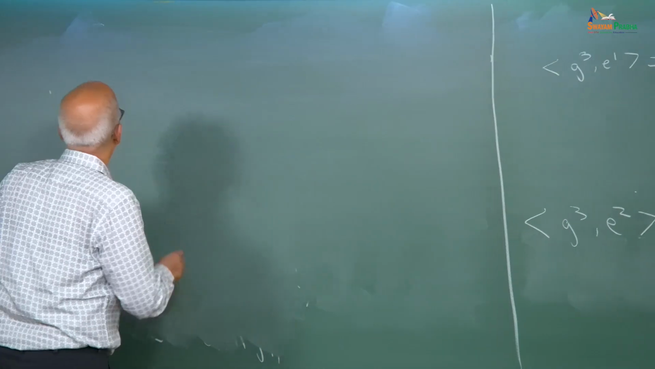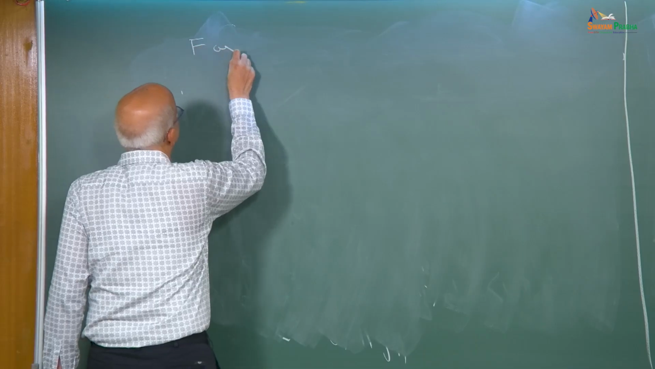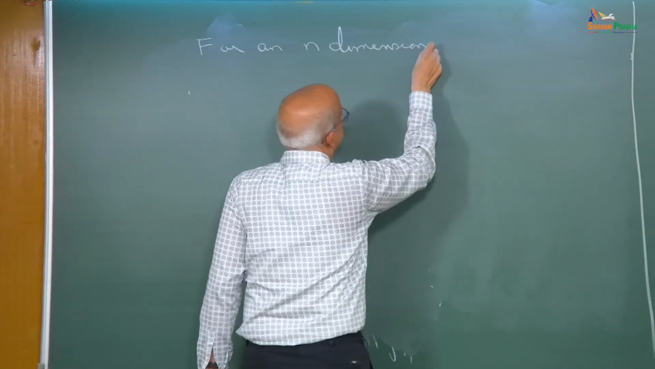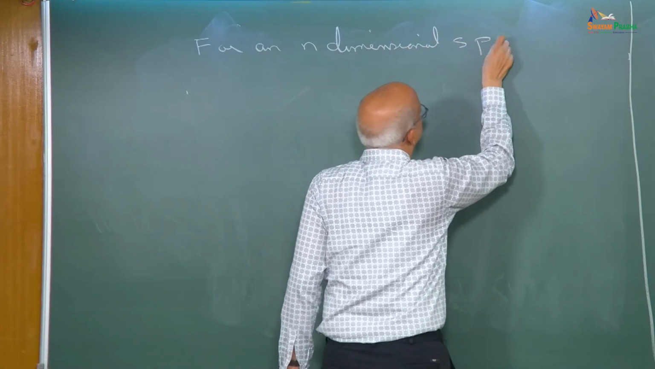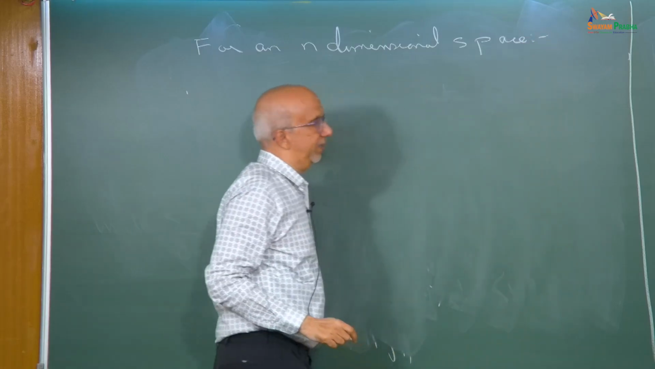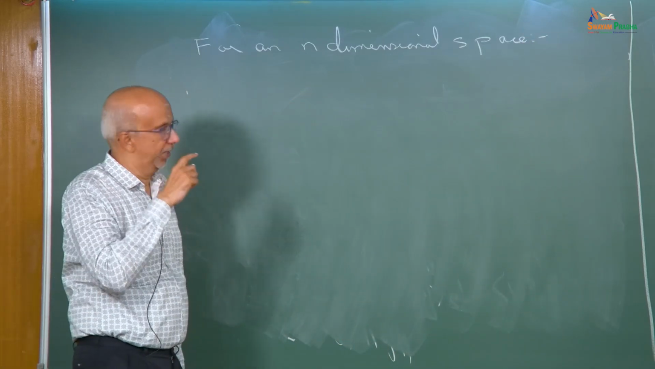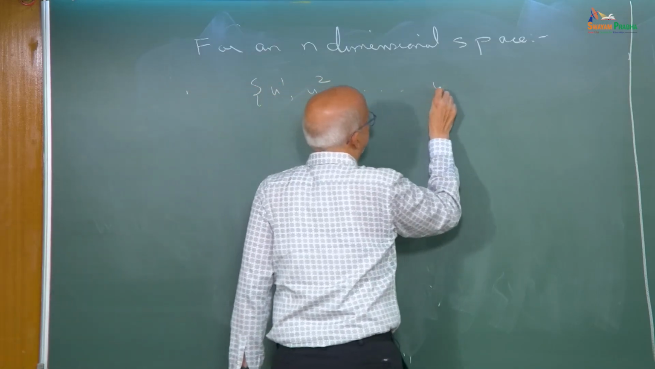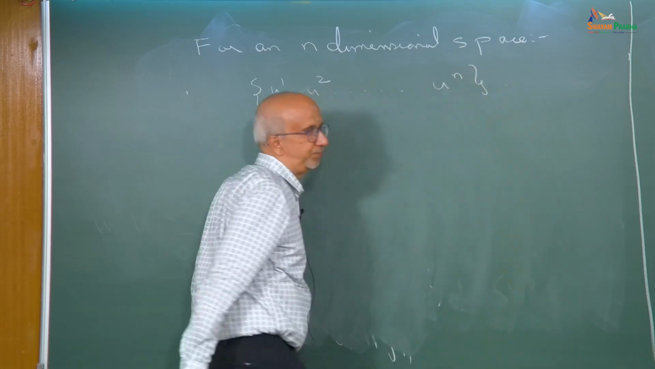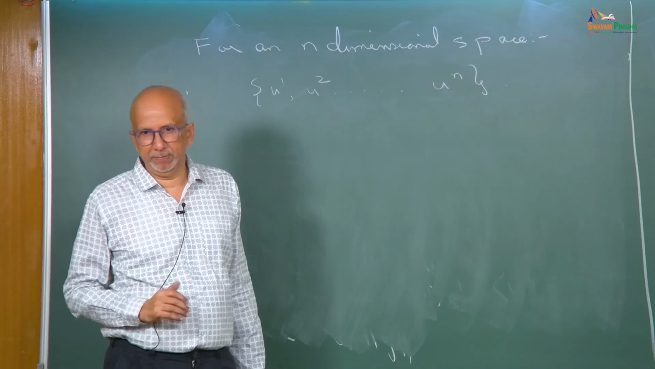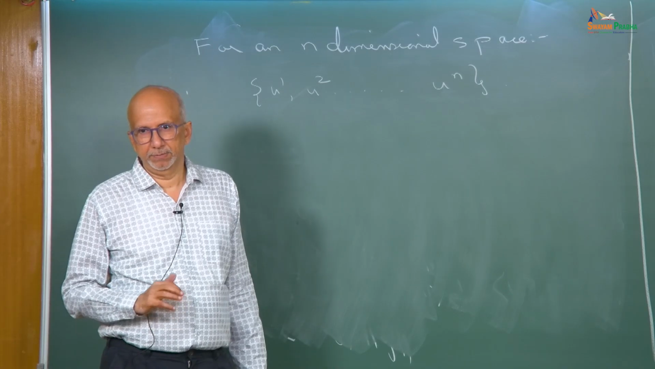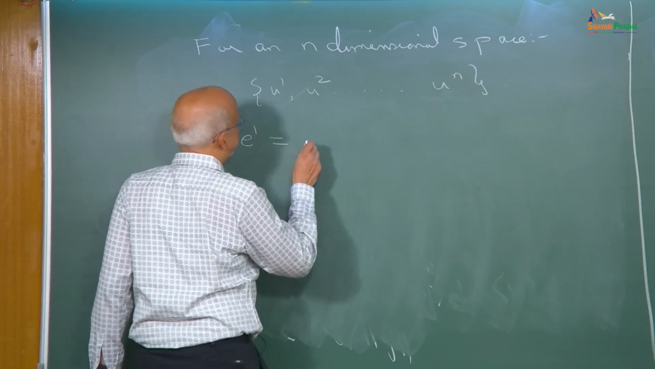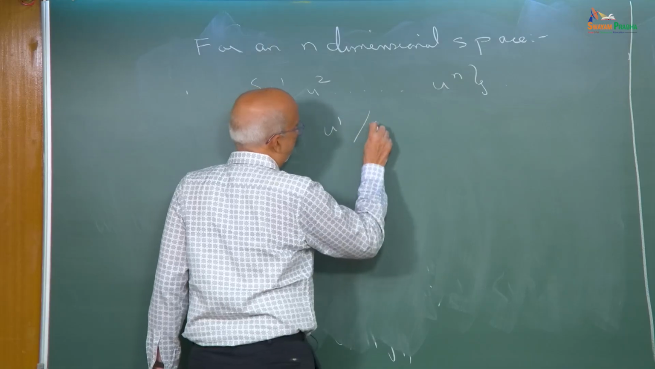So now for an n dimensional space, how will I get the vectors? I have U1, U2, up to Un. Okay, I have n independent vectors as the basis. I have n vectors, these are the basis. E1 I am going to generate as U1 divided by norm of U1.